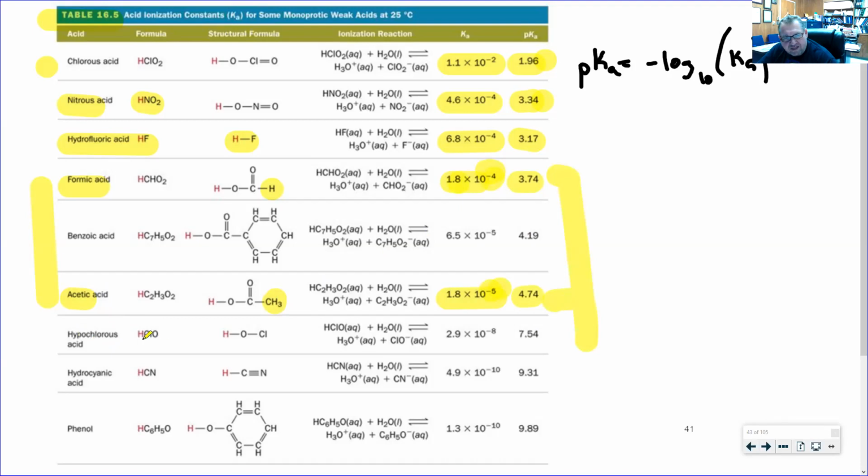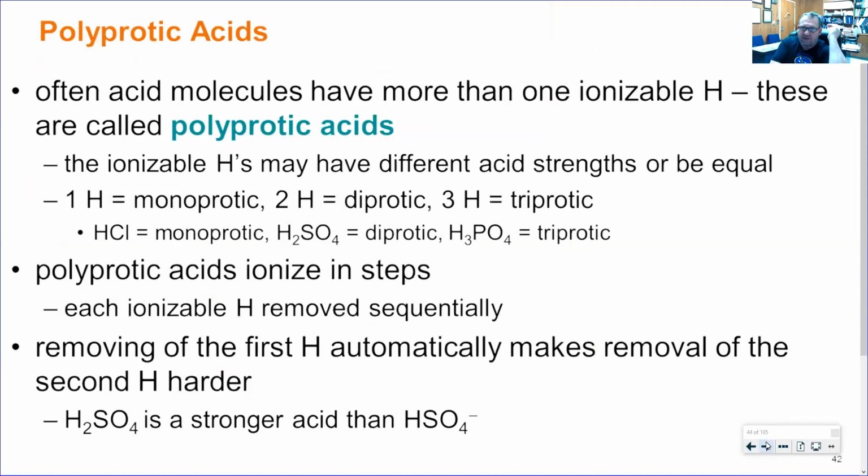Hypochlorous acid, the common stuff that we put in swimming pools, has a pKa of about 7.5. Phenol, the stuff in mouthwash, has a pKa approaching 10. So its Ka value is a really small number. And again, this is a partial list. There are literally hundreds and hundreds of different compounds that can work as weak acids. There are thousands of compounds that can work as weak acids.